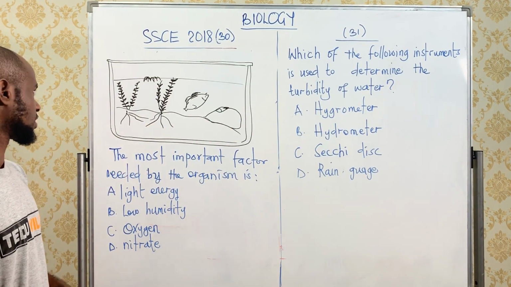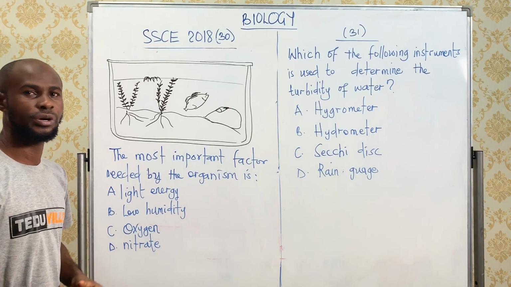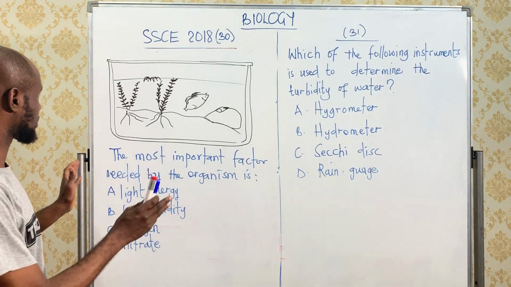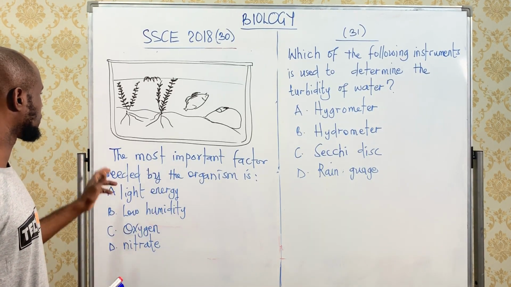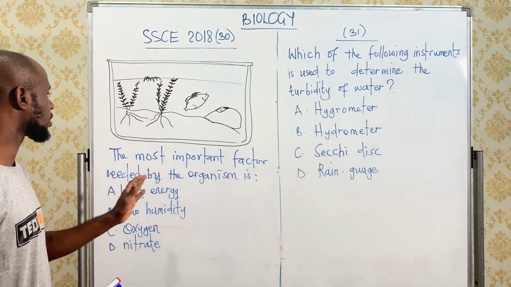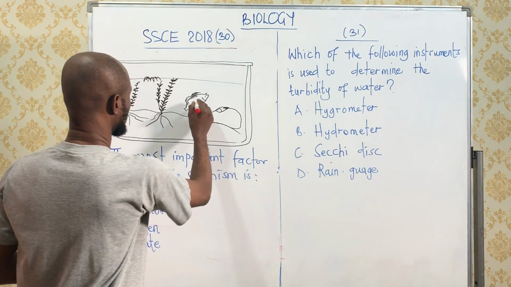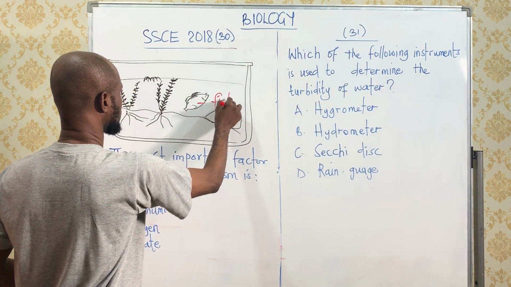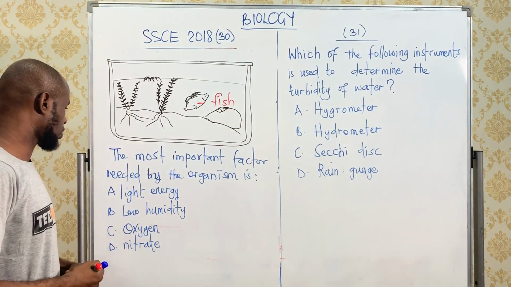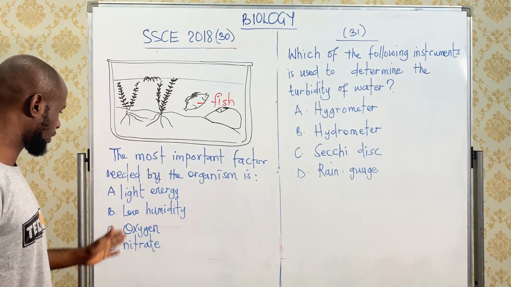Now we have question 30. This is an aquarium, and this aquarium is said to be airtight. It said the most important factor needed by the organism is, and the organism here is the fish. As we know, the organism in an aquarium is the fish. So the first option is light energy, then low humidity, and C, oxygen, and D, nitrate.